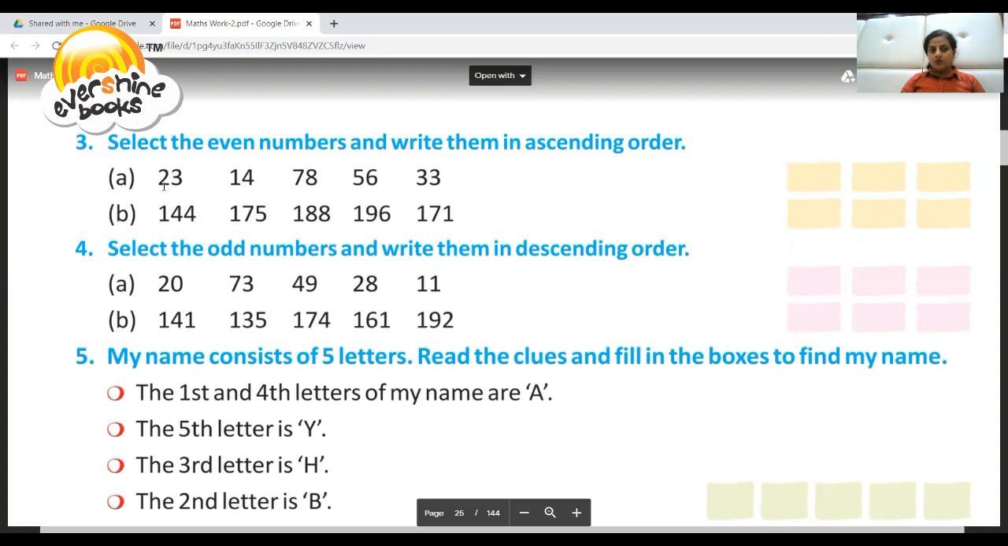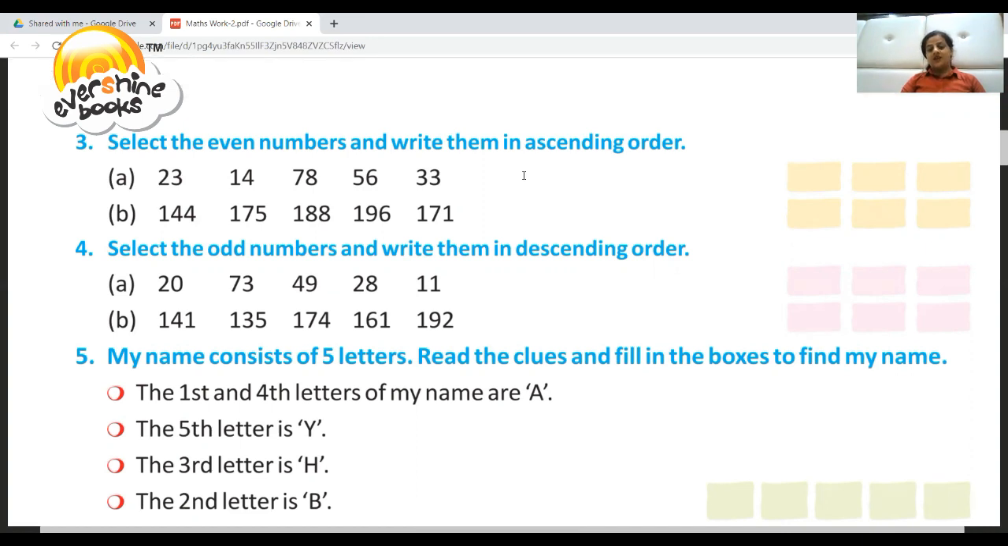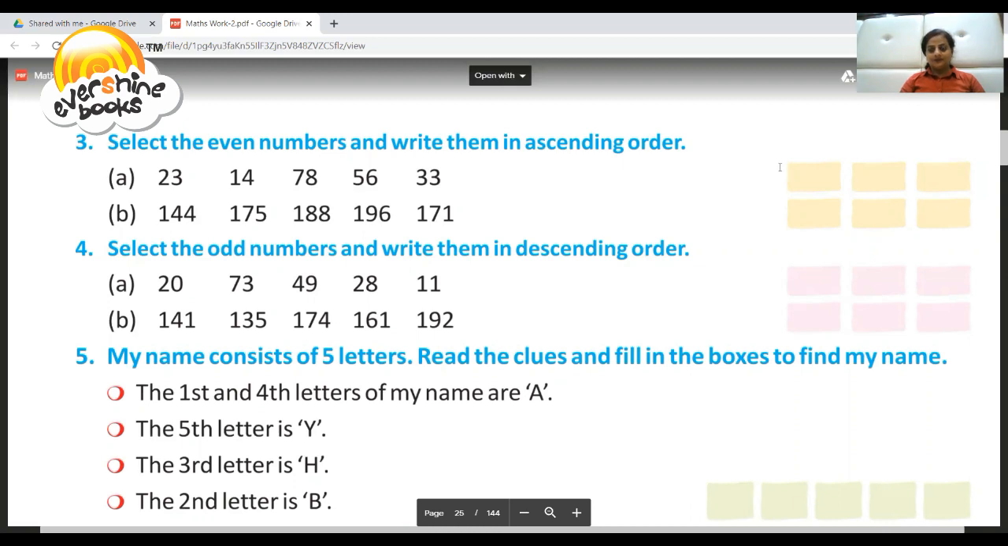23 is even? No, because 3 is an odd number. 14 is even? Yes, it is even. Write them in ascending order also. So we are going to first tell that 14 is even, 78 is even, 56 is even, and we are going to write accordingly here. Like smallest number is 14. Next is 56, that is even number also, and it will come in between. And 78 is the largest number and even number also.